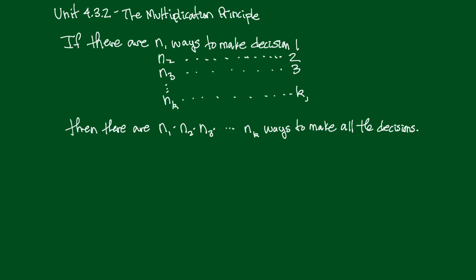All right, so how many ways can you make all the decisions? All you do is multiply these together. Just multiply them together, and that'll give you the number of ways to make all the decisions.